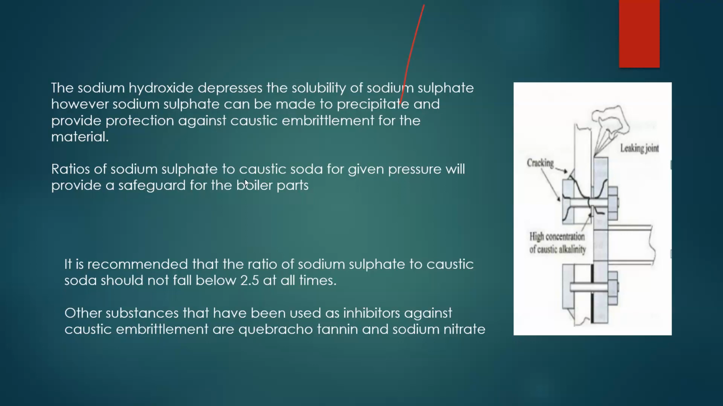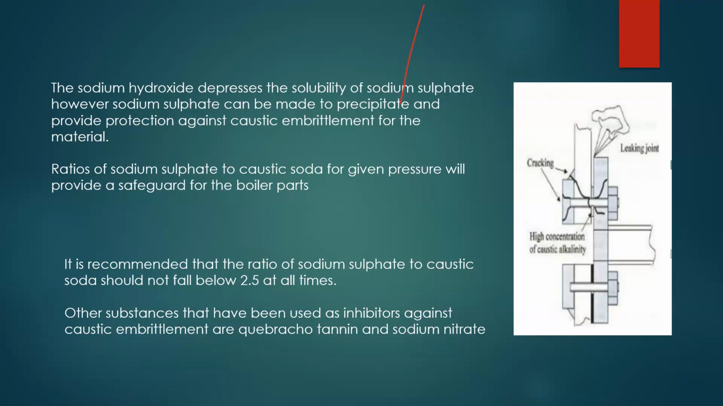A ratio of sodium sulfate to the caustic soda for a given pressure will provide a safeguard for the boiler parts. It is recommended that the ratio of the sodium sulfate to the caustic soda should not fall below 2.5 times. So your sodium sulfate should always be more than 2.5 times your caustic soda. Then it is going to give protection to your materials. Other substances that have been used as inhibitors against caustic embrittlement are quebracho, tannin, or sodium nitrate.